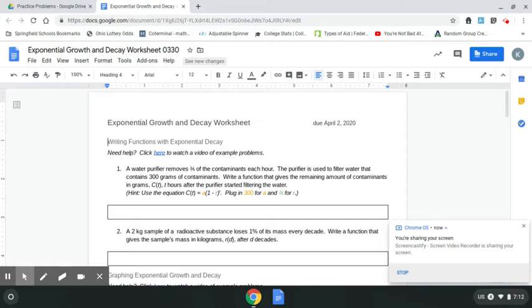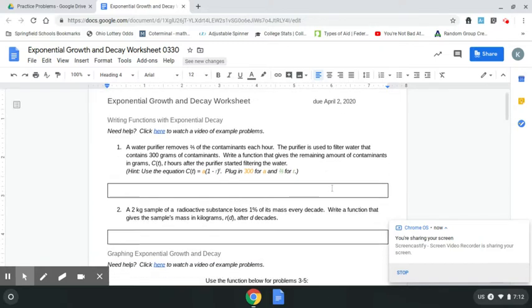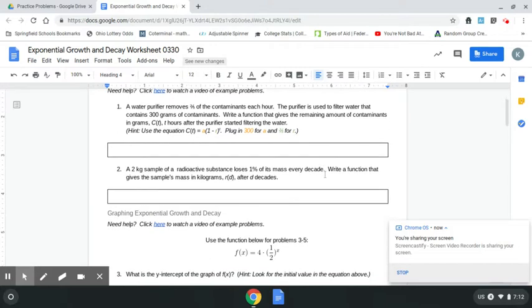So here we go. Number one, a water purifier removes 2/5 of the contaminants each hour. The purifier is used to filter water that contains 300 grams of contaminants. Write a function that gives the remaining amount of contaminants in grams. So it's called C of T, T hours after the purifier started filtering water. This one, they gave you a hint.